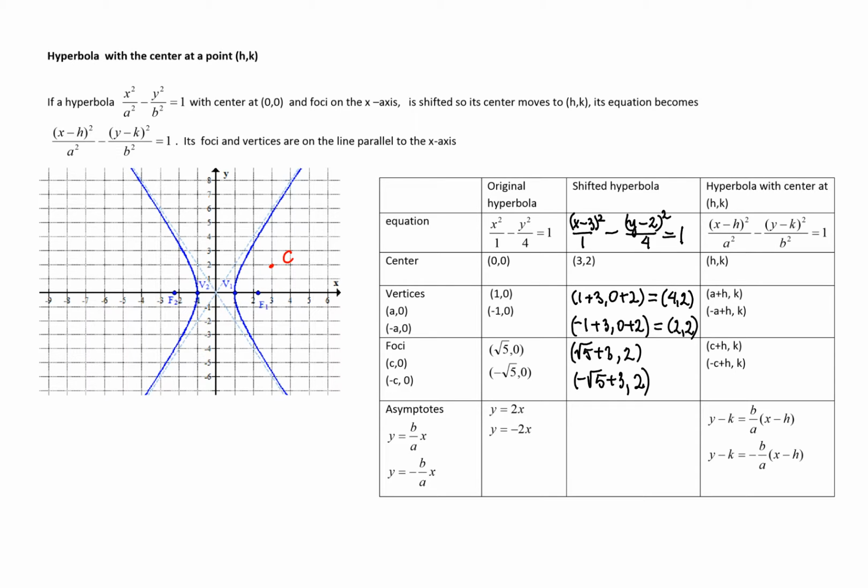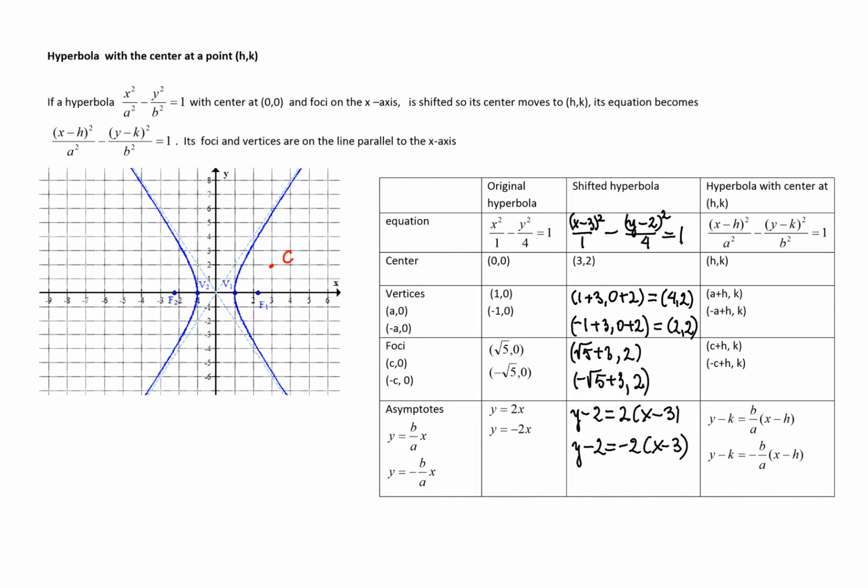Now, when shifting a hyperbola, we have to shift also the asymptotes because they determine the behavior of that hyperbola. So if I want the equations of the asymptotes, I will just look at the equations of the original asymptotes and change them in the same way I change the equation of a hyperbola. So we'll replace y with y minus 2 and replace x with x minus 3. Those equations will have to be written in the slope-intercept form later on.